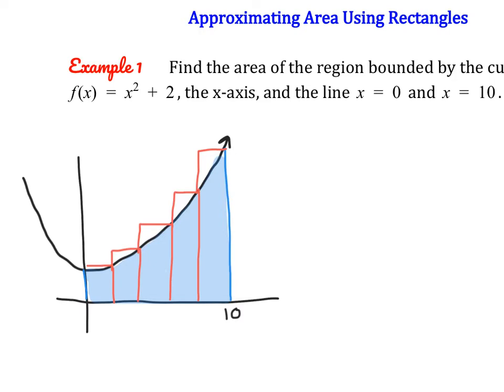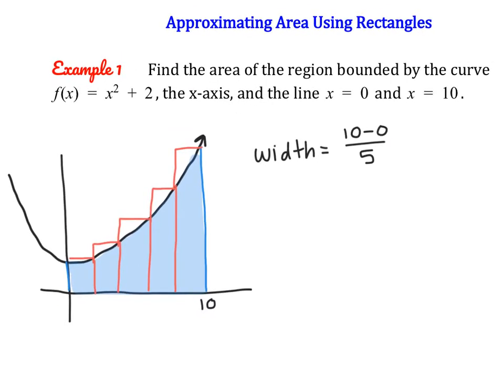So let's start by reminding ourselves how we find the area of a rectangle. The area of a rectangle is going to be the base times the height. We can find this base, or I'll call it the width of each rectangle, by taking this entire interval, which is 10 minus 0, and splitting it into 5 equal parts because there are 5 rectangles. So the width of each rectangle is going to be 2.